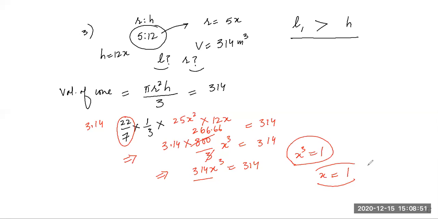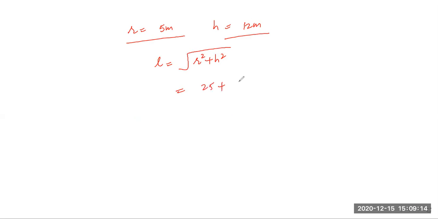When x is equal to 1, what will be the radius? Radius will be 5 meter, and height is equal to 12 meter. Now what will be the slant height? L is equal to the square root of r square plus h square. R is 5, so 25 plus 144 under root is 169, which is equal to 13. So we've done both. That's good.